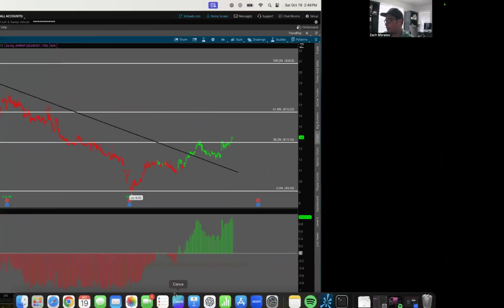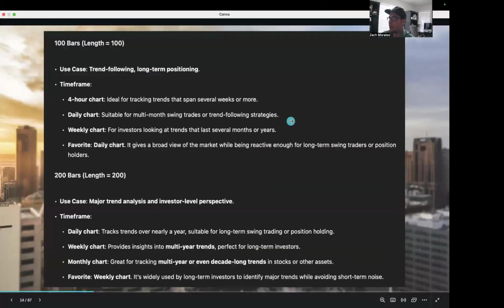Right now, let's go ahead and finish out our explanation. So we talked about the 100 bars. Your favorite time frame is going to be the daily chart for that. And then there is the 200 bars, and this one is good for the weekly time frame.